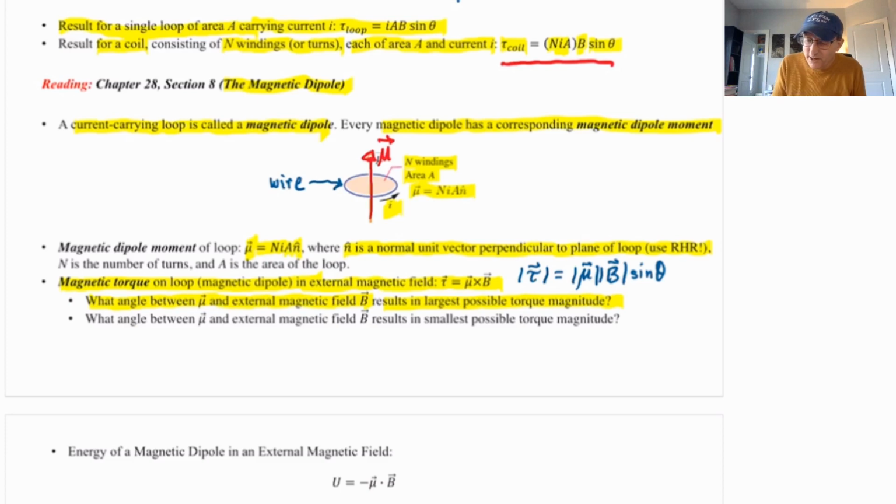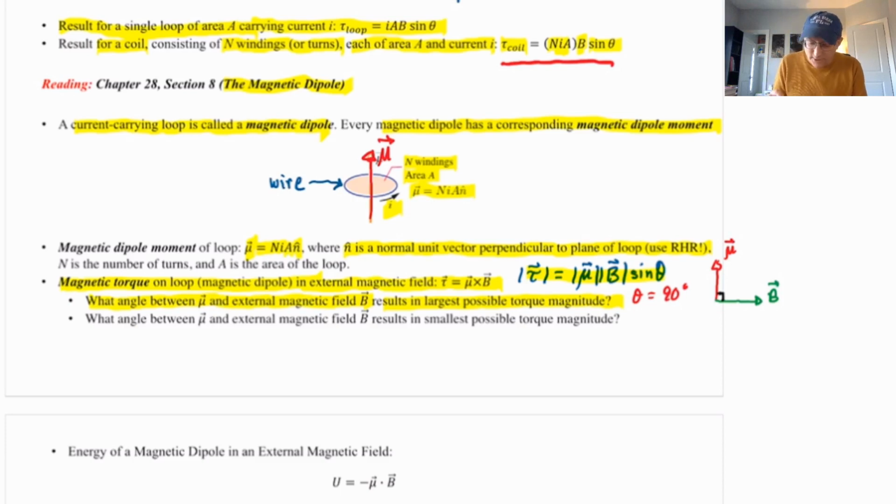All right, well, all you got to do is look at this expression right here for the torque magnitude. We're asking what theta, what angle between mu and B gives you the largest torque magnitude, right? Did you say that you need a theta of 90 degrees, just based on the fact that you've got sine theta? That would be a situation where, if the mu was directed like that, then the B that it's in would be like that, perpendicular to each other. That's when you get the biggest torque on your coil or loop.